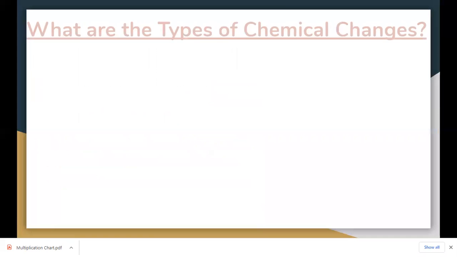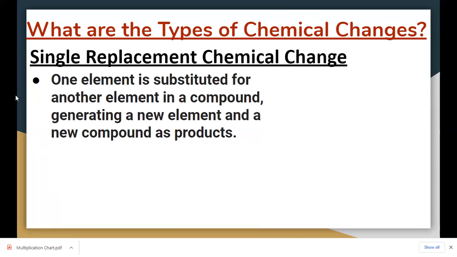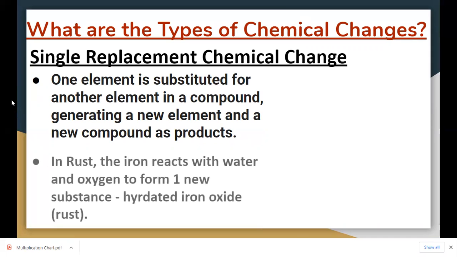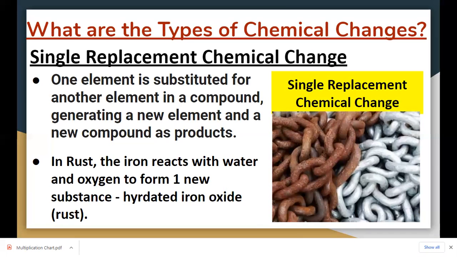The next one is a single replacement chemical change. One element is substituted for another element in a compound, and that generates a new element and a new compound as products. Let's see what happens. So for example, rust. The iron reacts with water and oxygen to form one new substance, hydrated iron oxide, which is also known as rust. That is a single replacement chemical change.